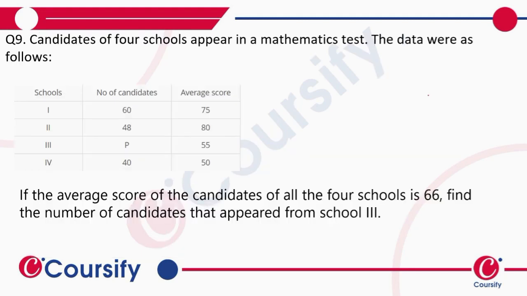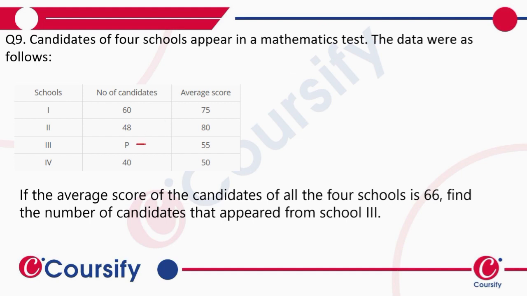Candidates of four schools appear in a mathematics test. The data were as follows. If the average score of candidates of all four schools is 66, find the number of candidates that appeared from school 3. So we have to find the number of candidates which appeared from school 3.